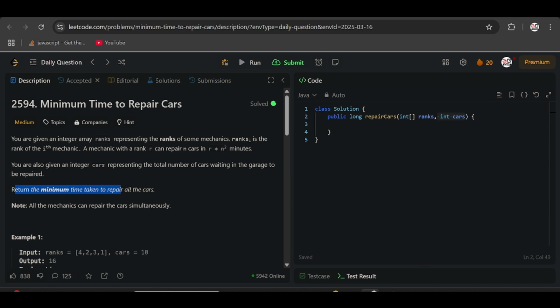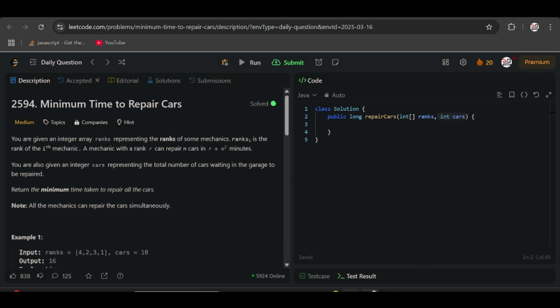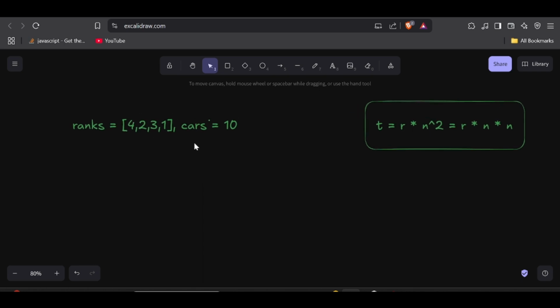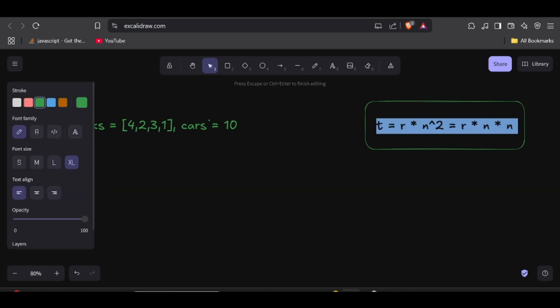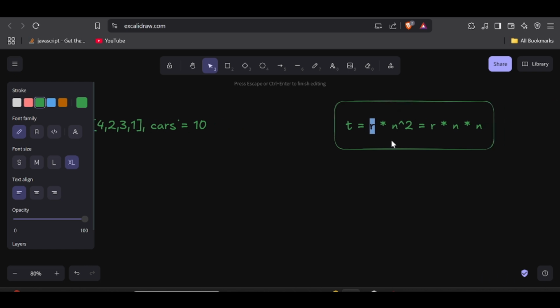Secondly, we need to return the minimum time taken to repair all the cars, and there is a note that all the mechanics can repair the cars simultaneously. So first, let's understand the question. We are given an array, a number of cars, and a formula for the time taken by a mechanic of rank R. R is an element of this array. It can be 4, 2, 3, 1 in this case, and N is the number of cars it is repairing.